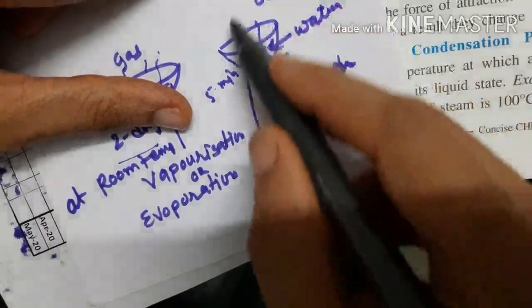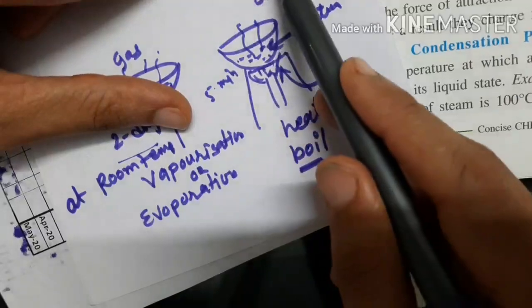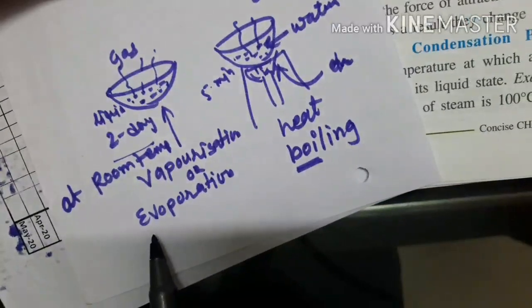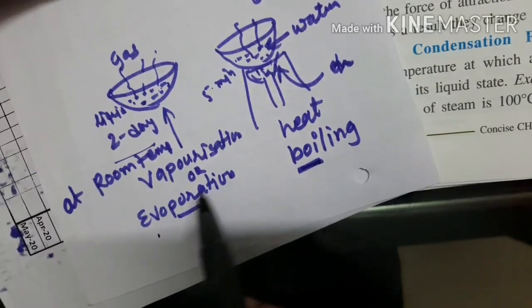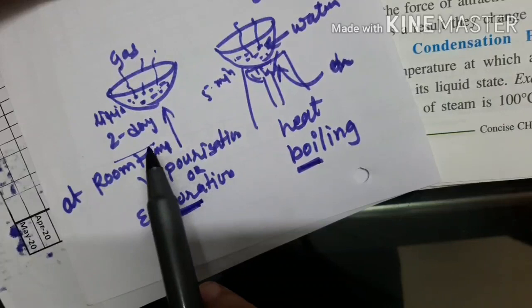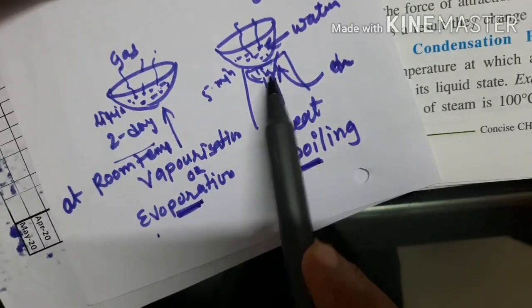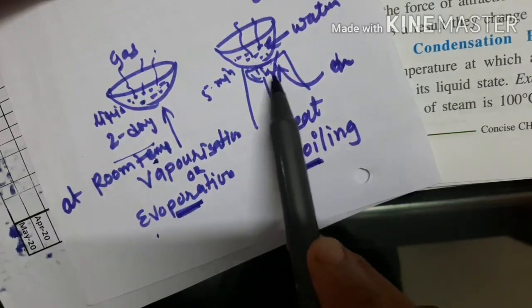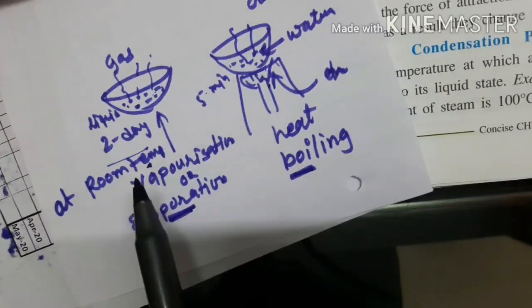That's why this full process, when you apply heat and water changes into gas, is called boiling. This is evaporation and this is boiling. Remember, both are different things. Evaporation is a very slow process and boiling is a very fast process. Evaporation happens at room temperature only, and in boiling, when we heat it, water converts into gas.